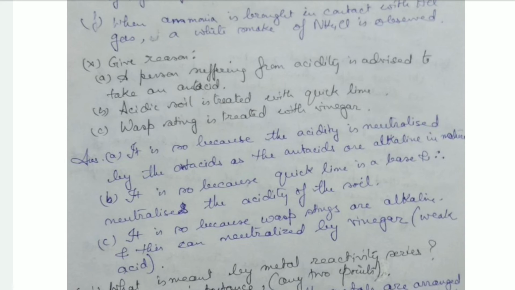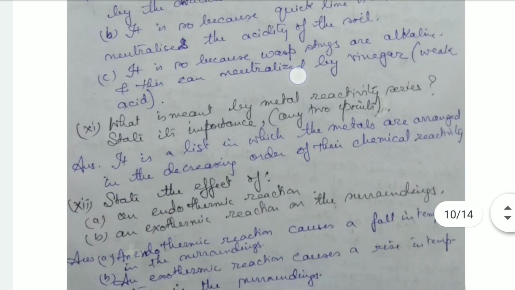Now, wasp sting. When a wasp stings us, the sting is treated with vinegar. Why is it so? Because a wasp sting is alkaline in nature, and this can be neutralized by vinegar, which is a weak acid. As the wasp sting is alkaline, we neutralize it with an acid, a weak acid here, that is vinegar. We treat it to neutralize the reaction.